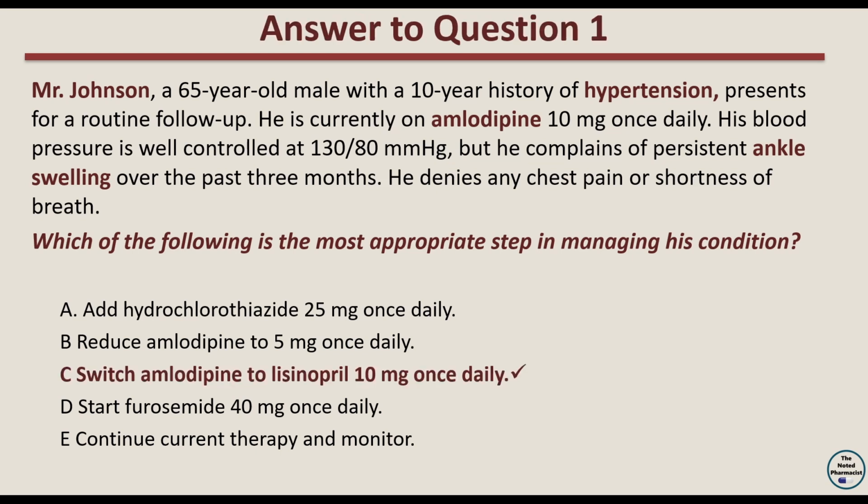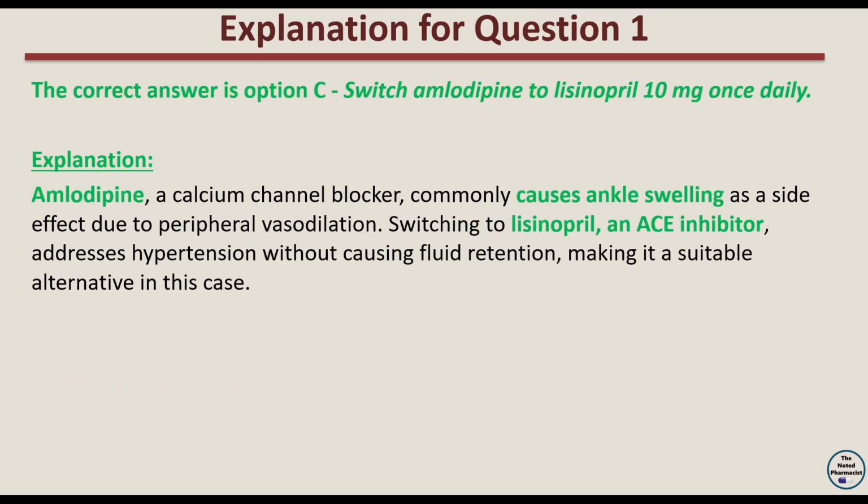The correct answer is option C, switch amlodipine to lisinopril 10 mg once daily. The explanation is as follows. Amlodipine, a calcium channel blocker, commonly causes ankle swelling as a side effect due to peripheral vasodilation. Switching to lisinopril, an ACE inhibitor, addresses hypertension without causing fluid retention, making it a suitable alternative in this case.